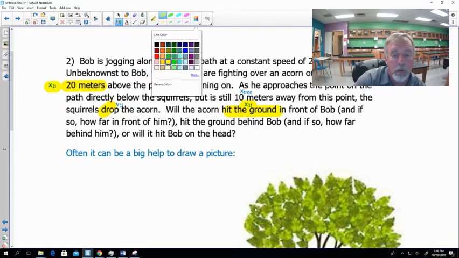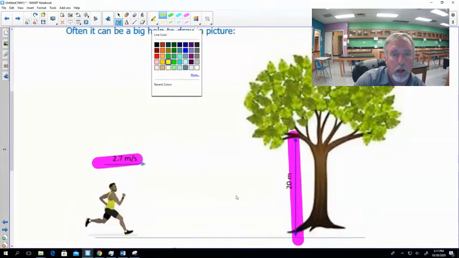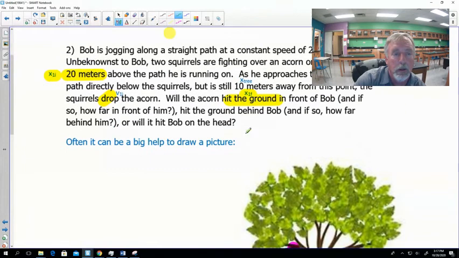How far does Bob jog? And we'll highlight that one in blue. So how do we know that? We know that Bob's got a constant speed of 2.7 meters per second. So there's our V2. It's not even changing, so I'm not even going to talk about an initial or a final, just it's V2. What's our velocity in part 2?